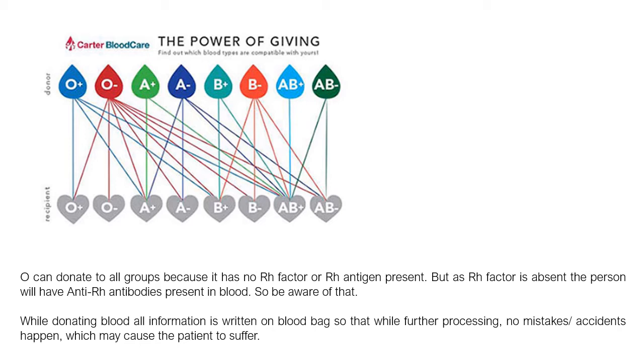Okay, but when the Rh factor is absent, the person will have anti-Rh antibodies present in the blood. So you have to be careful while doing the blood typing test and be aware of this. While donating blood, all information is written on the blood bag so that during further processing, no mistakes or accidents happen and the patient does not suffer. So that is also important.